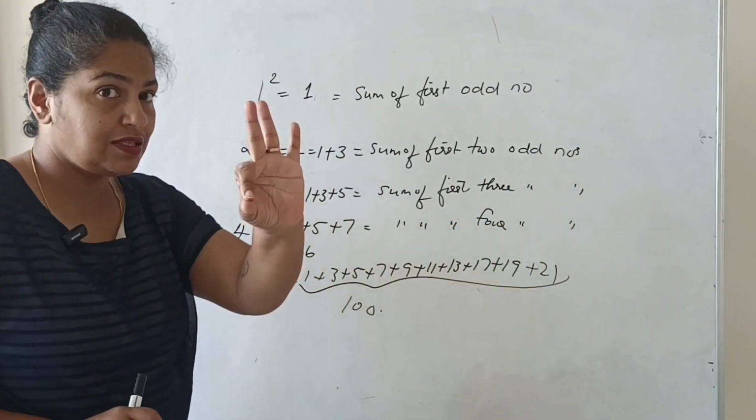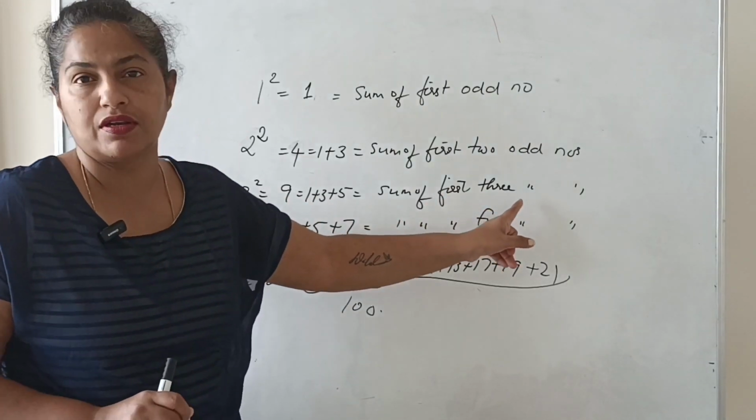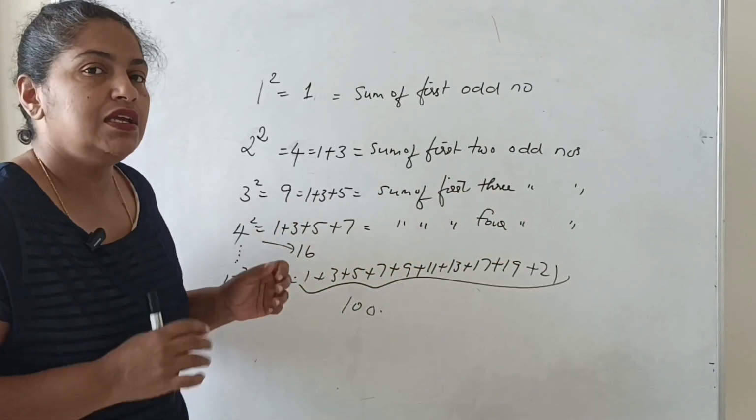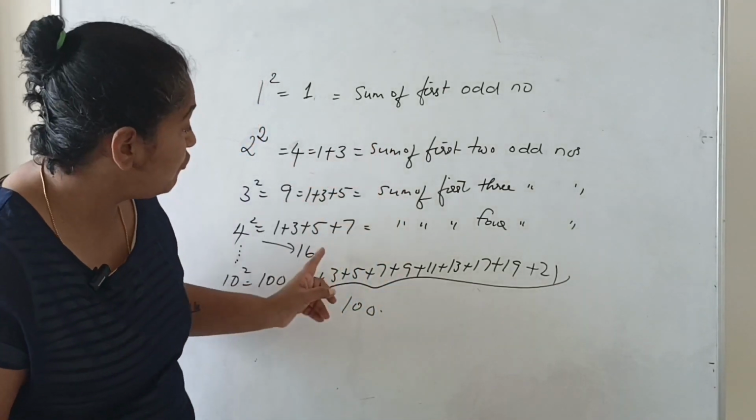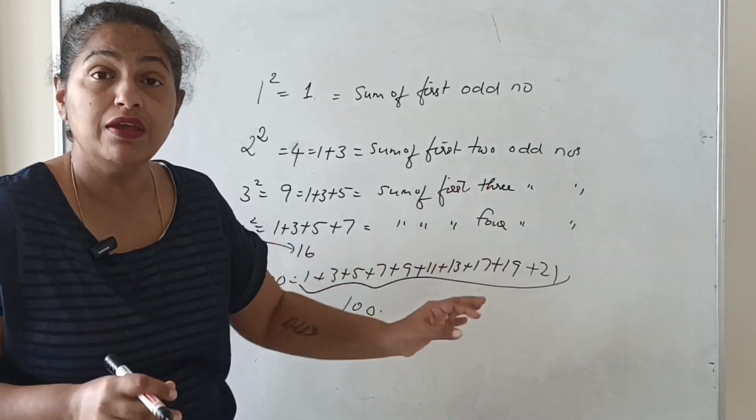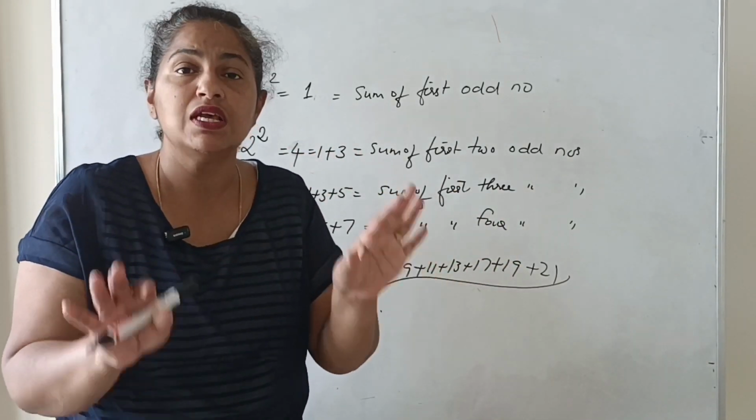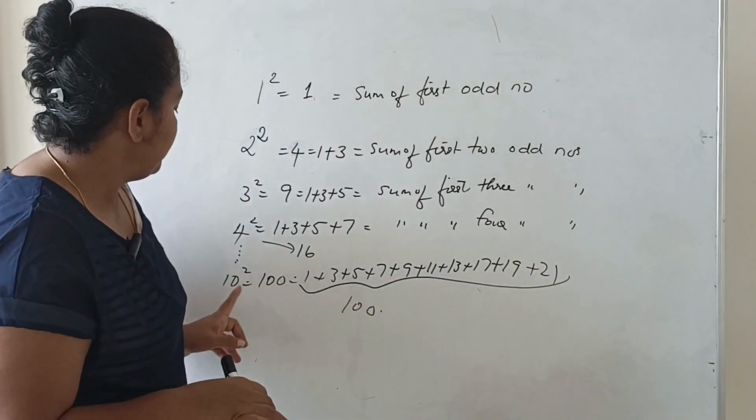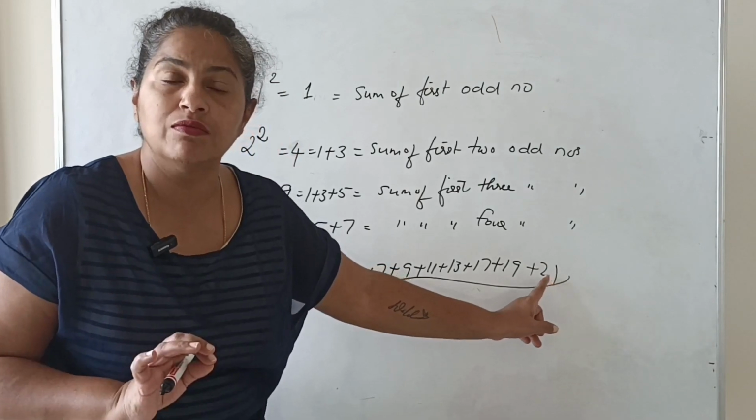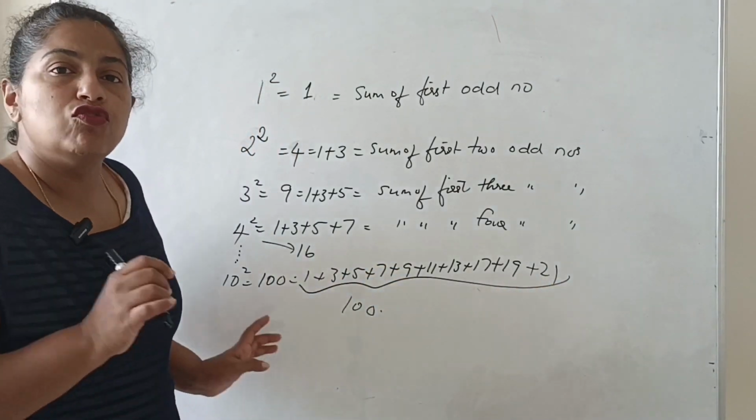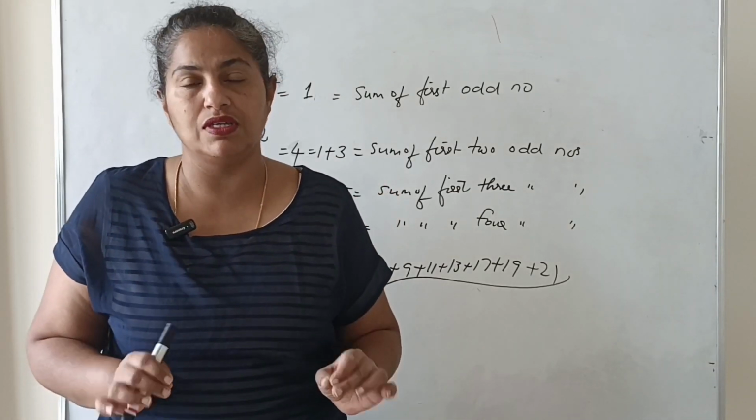When I am calculating 3 square, I am getting 9, which is the sum of the first 3 odd numbers. So automatically, when I am asking you what is 4 square, it is the sum of the first 4 odd numbers. Be very clear. It is only odd numbers, not the first 4 natural numbers, first 4 odd numbers. 10 square is 100. When you add the first 10 odd numbers, you will end up with 100. So my 10 square is the sum of the first 10 odd numbers.